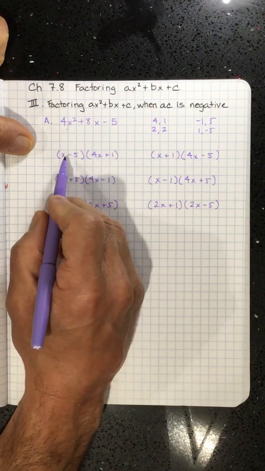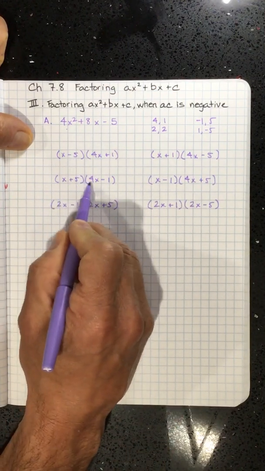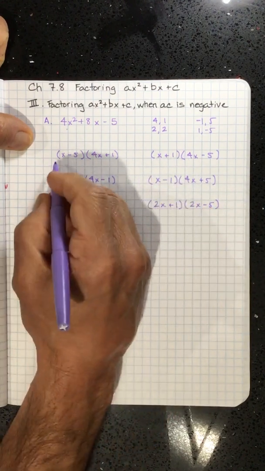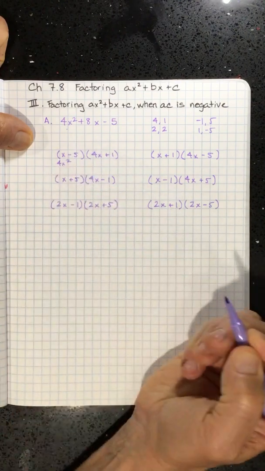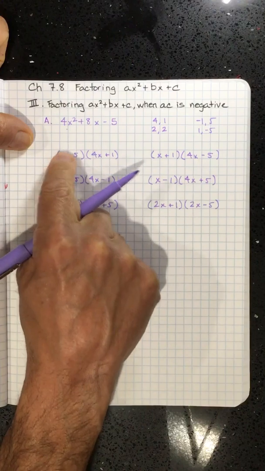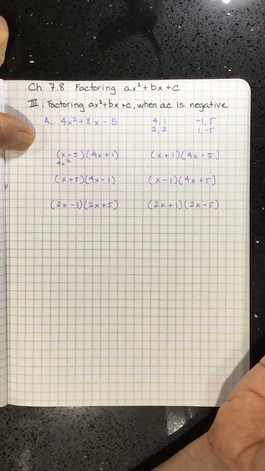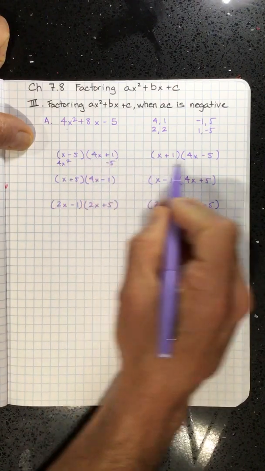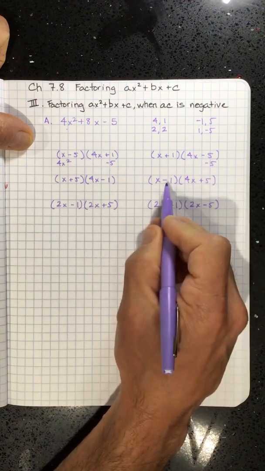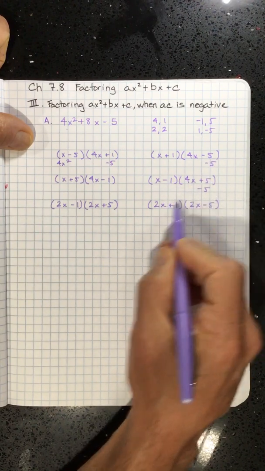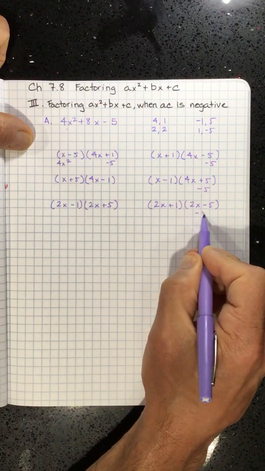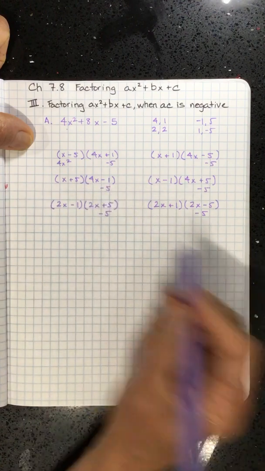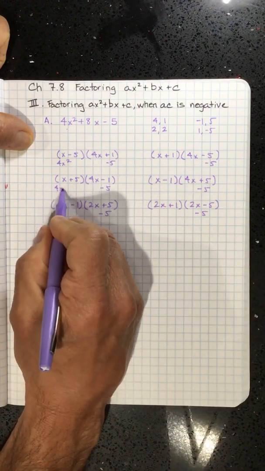The one thing we agree on is x times 4x, x times 4x, 2x times 2x, x times 4x. These are all going to equal 4x squared every time when we multiply the first terms. When we multiply the last terms, negative 5 times 1, 1 times negative 5, negative 1 times 5, 1 times negative 5, you'll notice that the last terms are always going to be negative 5. See that? And the first terms are always 4x squared.